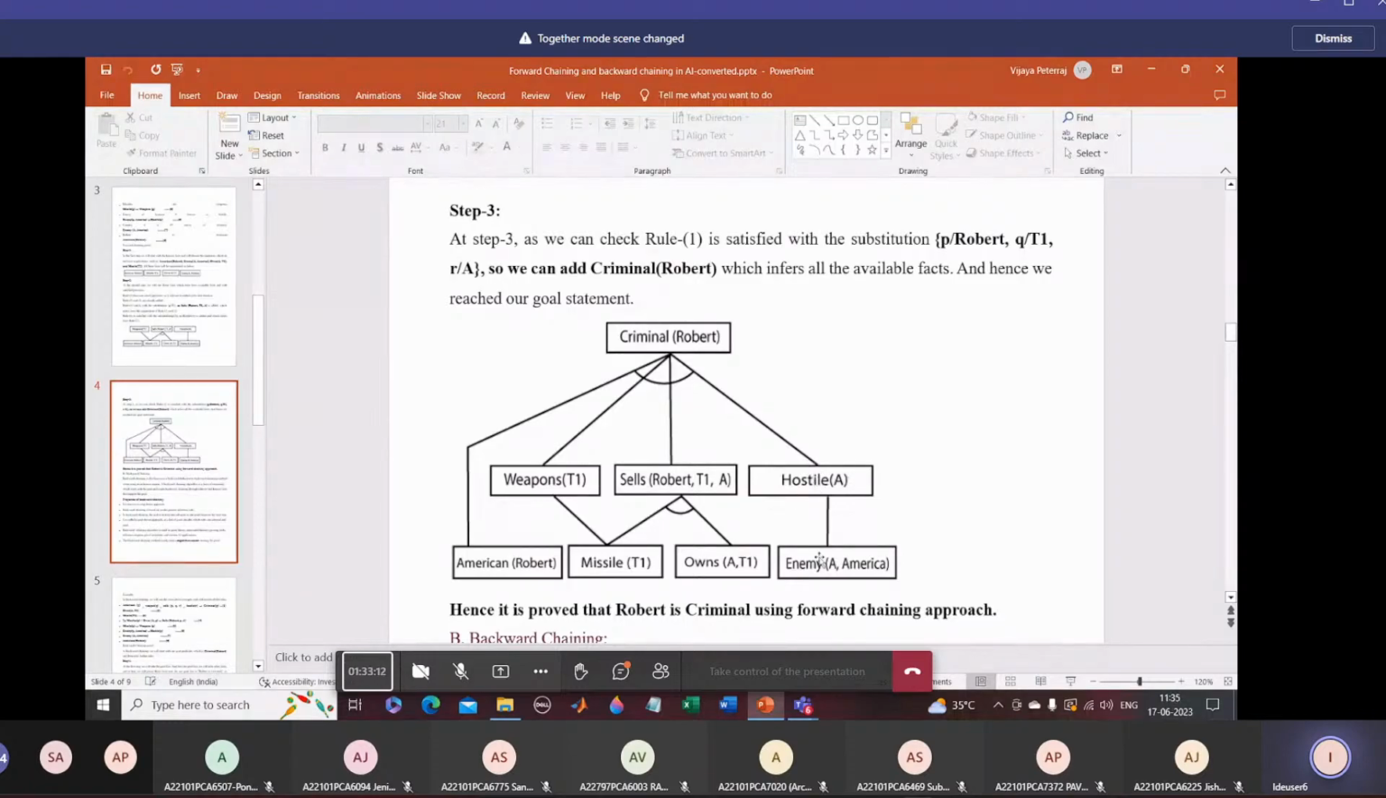Enemy country of A. So with all these reasons and facts, you can say that Robert is a criminal. So from bottom to the top, we are approaching. Hence, it is proved that Robert is a criminal using the forward chaining approach.